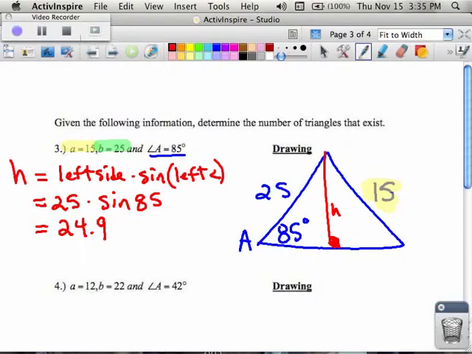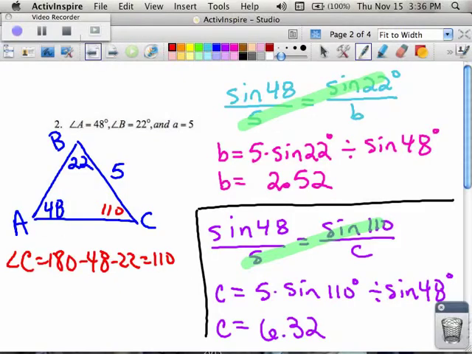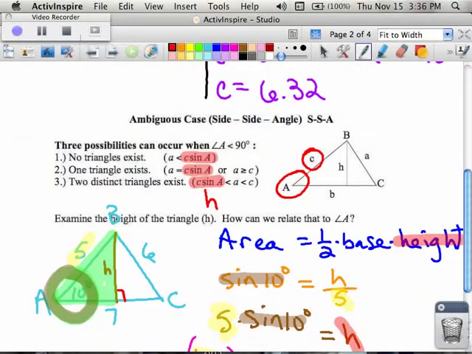Once I get this number, I'm going to go back and look at the 3 rules. There are 3 rules. So here are the 3 rules. Rule number 1 says that as I look at these triangles, if I see that the side on the right is less than the height, then there are no triangles. That's what it's saying. The A is the side on the right, and the h is the height. So if the side on the right is less than the height, no triangles.